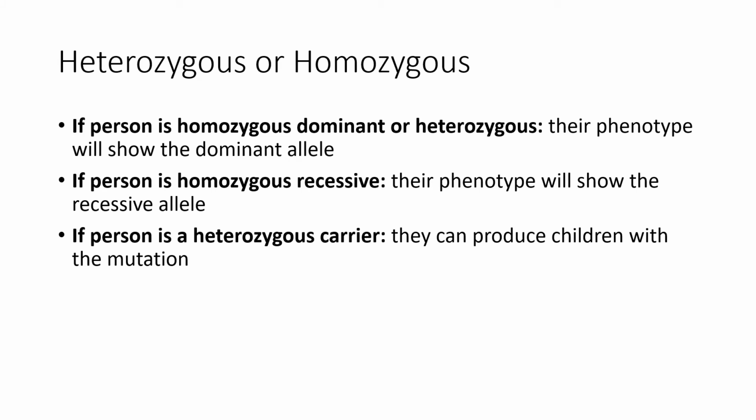Heterozygous or homozygous. If a person is homozygous dominant or heterozygous, their phenotype will show the dominant allele, whatever it is. Remember that phenotype is physical appearance. If a person is homozygous recessive, their phenotype will show the recessive allele. If they are a heterozygous carrier, they can potentially produce children with that mutation.